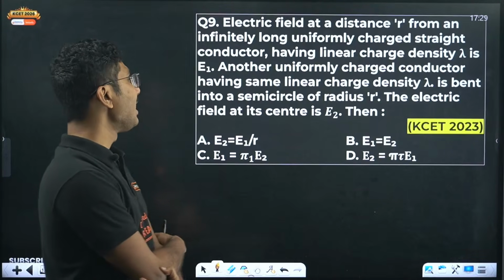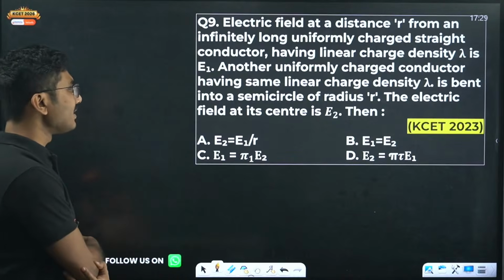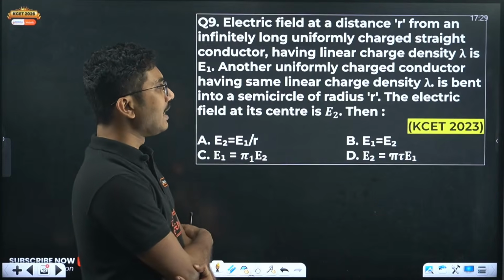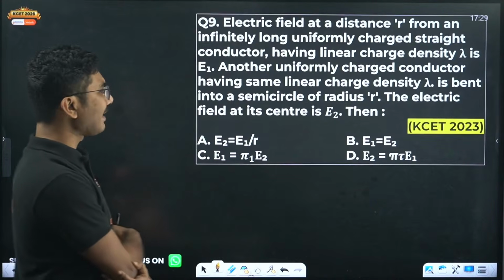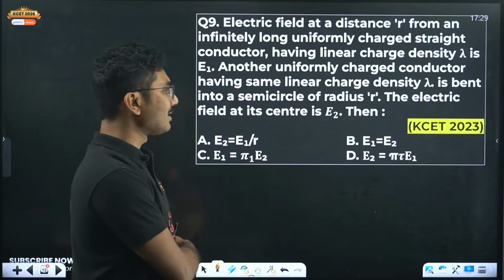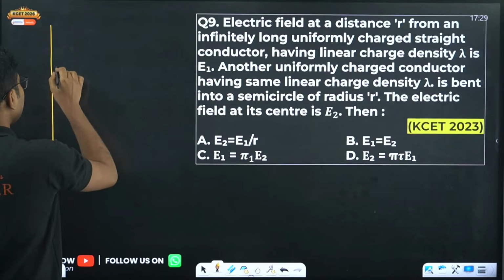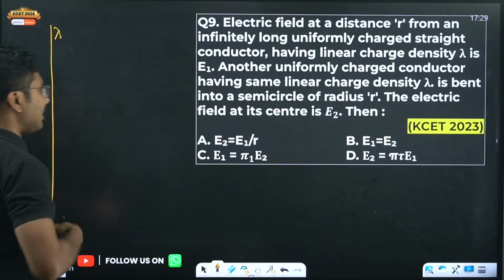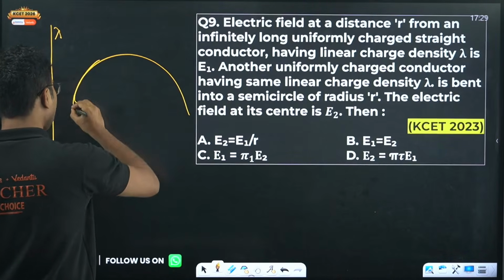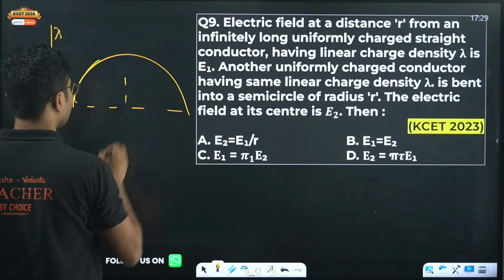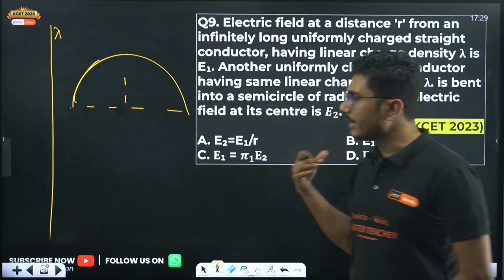Electric field at a distance small r from an infinitely long uniformly charged straight conductor having linear charge density lambda is E1. Another uniformly charged conductor having the same linear charge density lambda is bent into a semicircle of radius r. The electric field at its center is E2. Then what is the relationship between E1 and E2? So first we have a long wire with charge density lambda. Now you have another wire, you bend it into a semicircle, and you are trying to find the electric field at its center. Again, this is a difficult problem if you try to solve it mathematically.